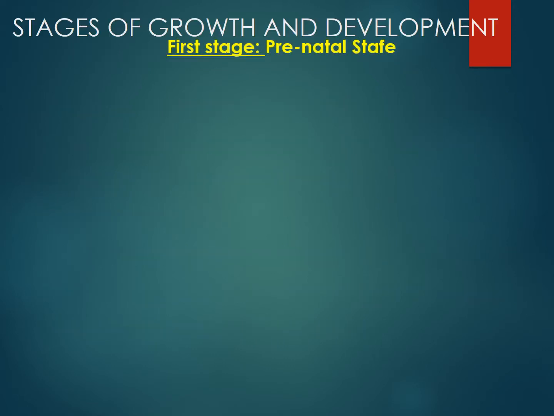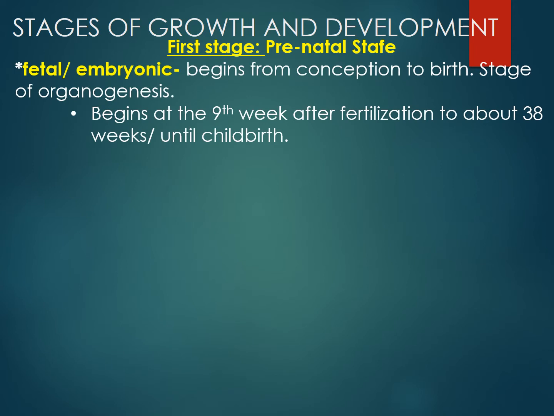When we talk about the stages of growth and development, we have four different stages. And the first is what we call the prenatal stage. It is also known as the fetal stage or the embryonic stage. And this begins from conception up to birth. This is also known as the stage of organogenesis, wherein the bodily organs of a fetus begin to develop.